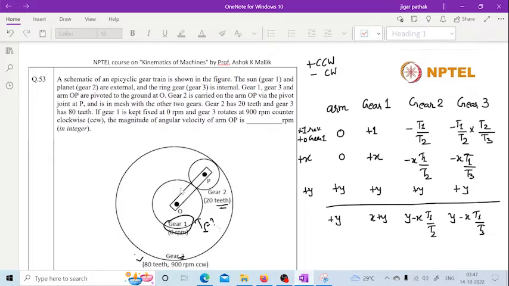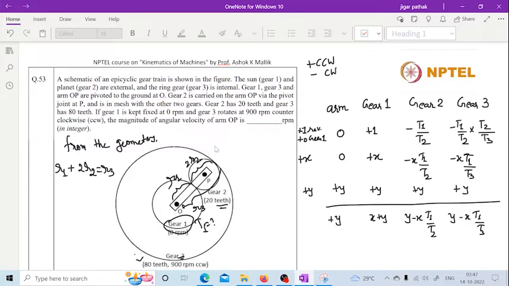For that, from the geometry, you can see that R1 plus 2 times R2 is equal to R3. This is R1, this is 2 times R2, and together this is nothing but R3. So this is the relation from the geometry.